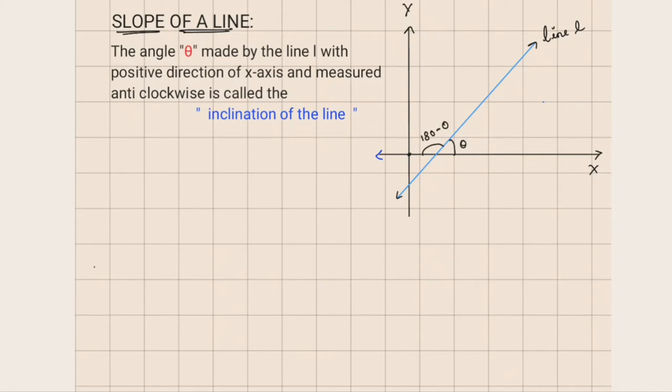So the inclination of a line is defined as the angle made by the line L with the positive direction of the x-axis and measured anti-clockwise. So this is the positive direction, this is the negative direction. This is clockwise, so this is anti-clockwise. So the angle made with the positive x-axis, measured anti-clockwise, is the angle theta, which is known as inclination.